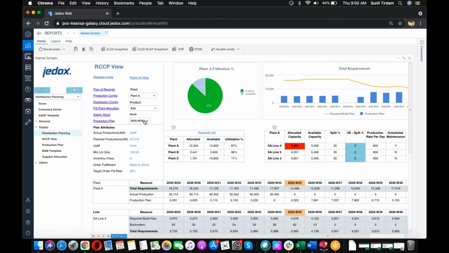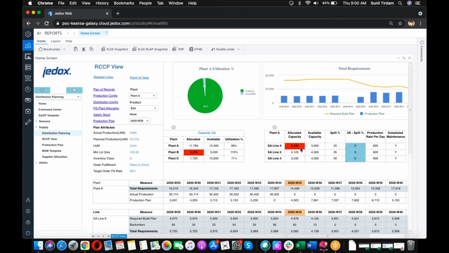Now I would want to do planning for week 36 and see if I have any exceptions for plant A. On the left, I just see plant A, and this is how much it is allocated, and this is what is available. As we can see, the allocated is less than available. The utilization percentage is 98%, which is under the limit, which is fine.